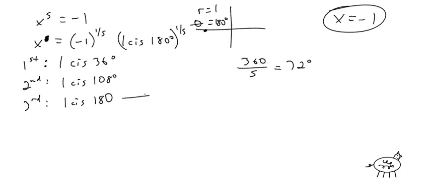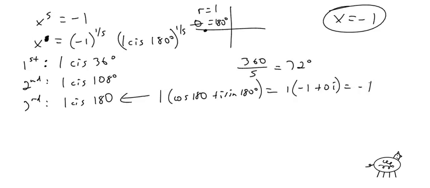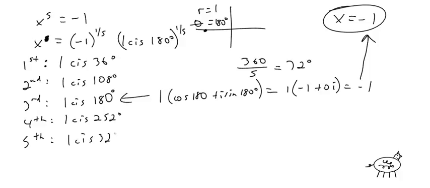Now the interesting thing about this one is, let's actually look at this one, because I can do this one. 1 times cosine 180 plus i sine of 180. And cosine 180 is negative 1, so it's 1 times negative 1. Sine of 180 is 0. So what do we get? Negative 1. Ooh, look at that. Got one of our answers right there. So the fourth answer is 1 cis, again add 72 to that, I got 252 degrees. And the fifth answer is 1 cis 324 degrees.